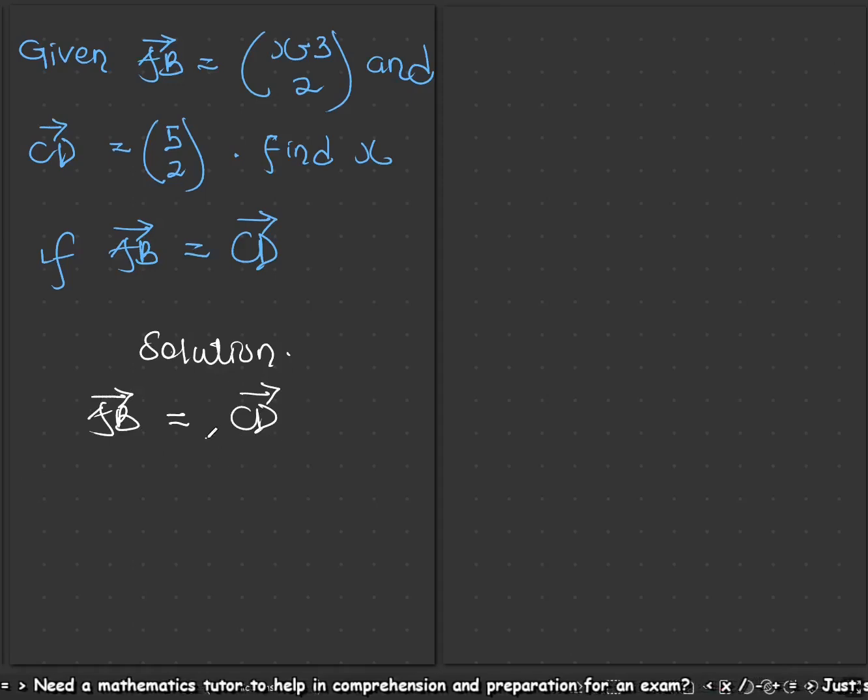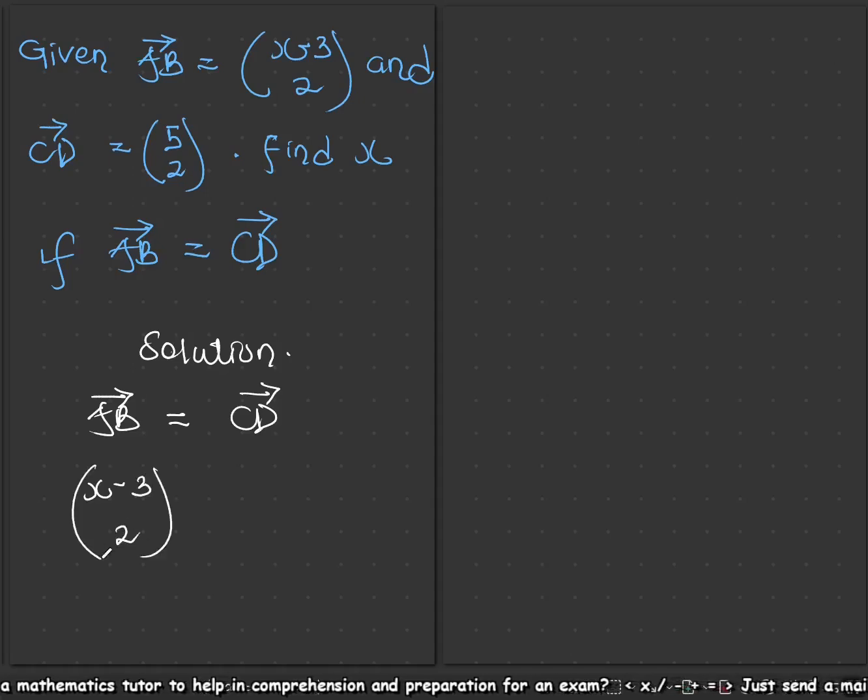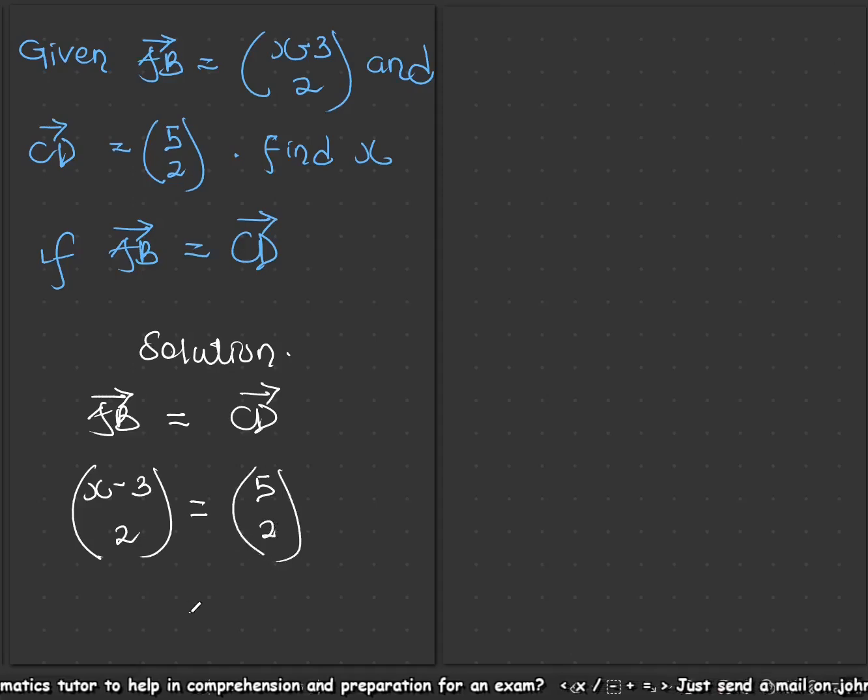That is equal vectors. We know vector AB was given as (x - 3, 2), so (x - 3, 2) is equal to our CD, this over here, (5, 2). All right. So with that said, we said vectors are said to be equal if corresponding components are the same.